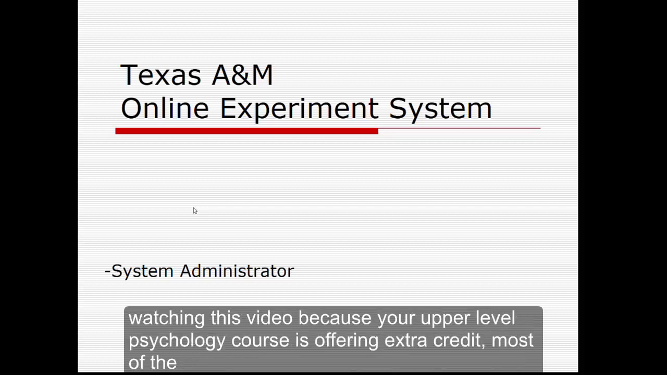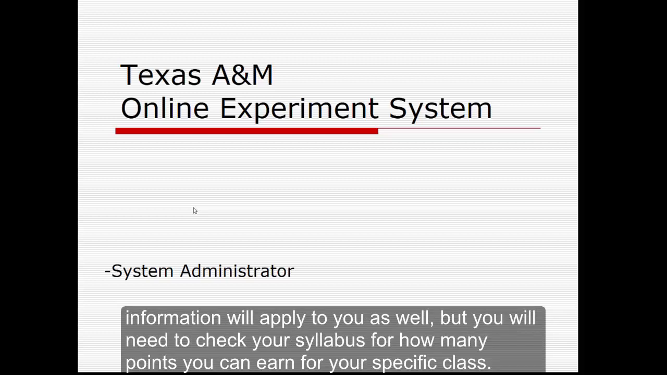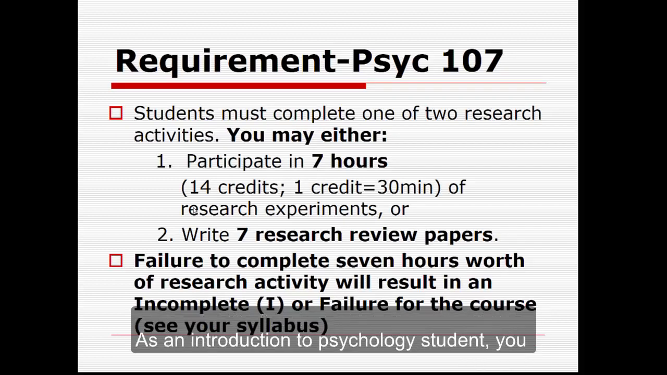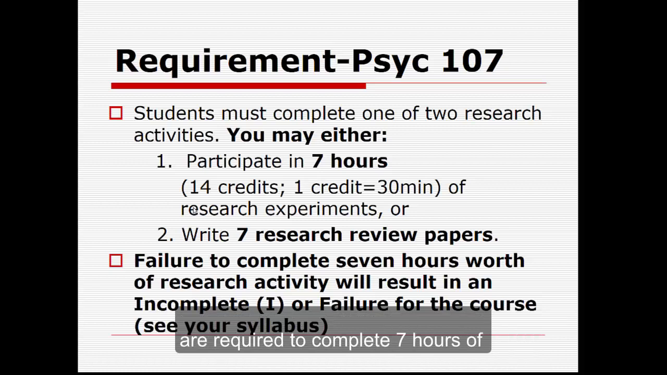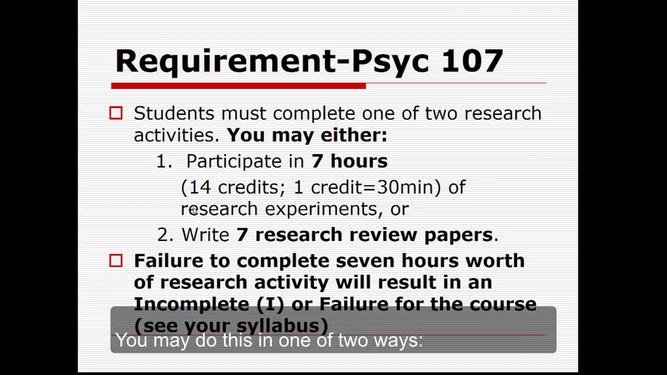If you're watching this video because your upper level psychology course is offering extra credit, most of the information will apply to you as well, but you will need to check your syllabus for how many points you can earn for your specific class. As an Introduction to Psychology student, you are required to complete 7 hours of research participation. You may do this in one of two ways. You can either participate in 7 hours of actual research experiments, or you can write 7 research review papers.